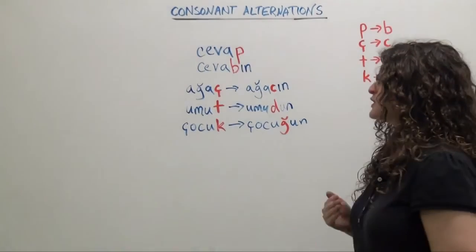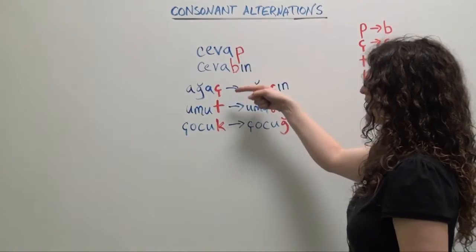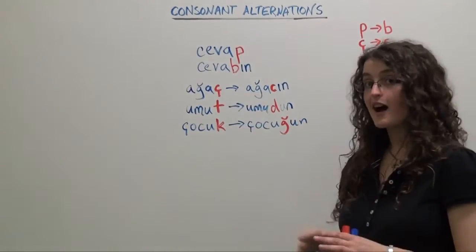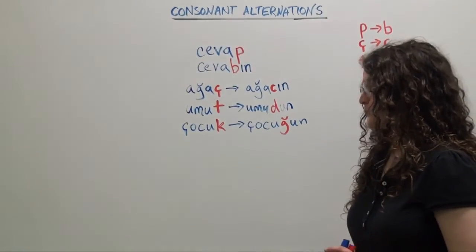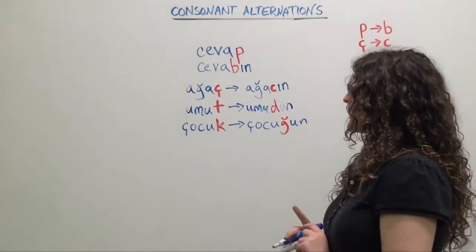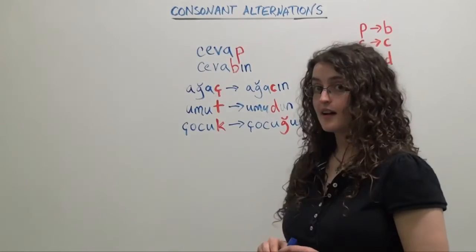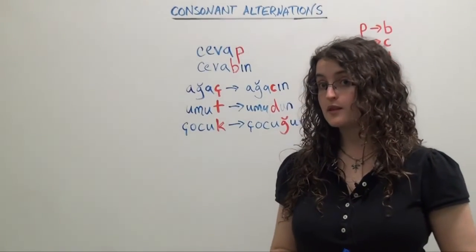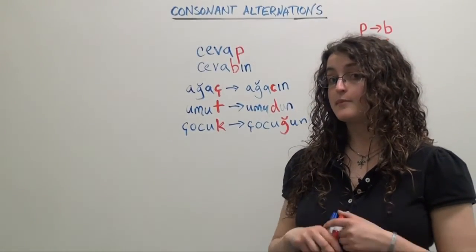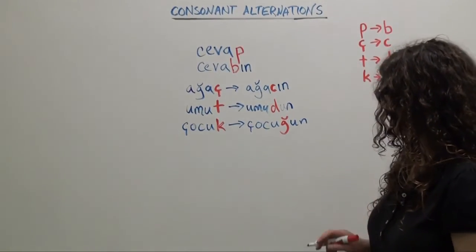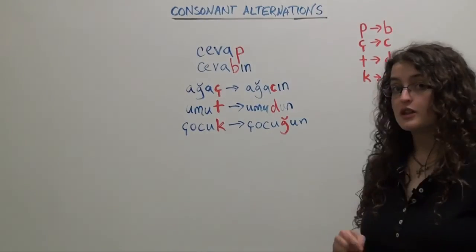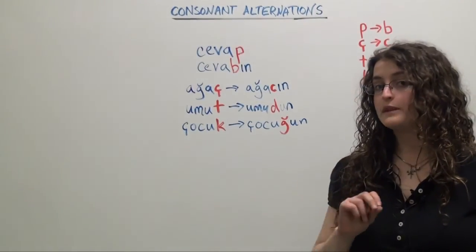Now, not every word in Turkish that ends with a pe, a che, a te, or a k undergoes consonant alternation, but many of them do. Another note, if you are adding a suffix that begins with a vowel to a proper noun, like a name of a place or a person, consonant alternation may occur, but it won't be written.